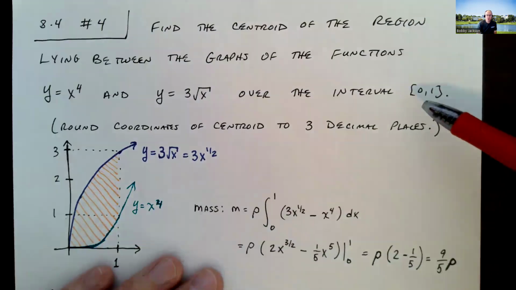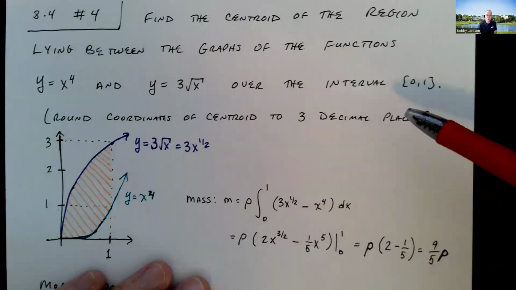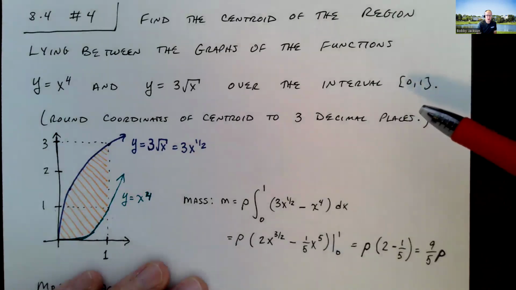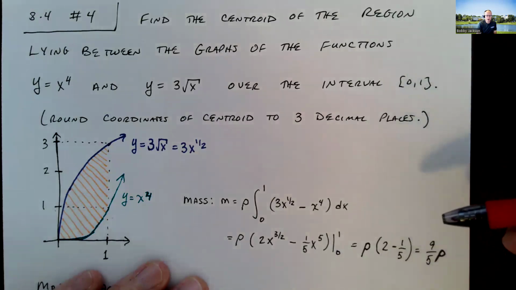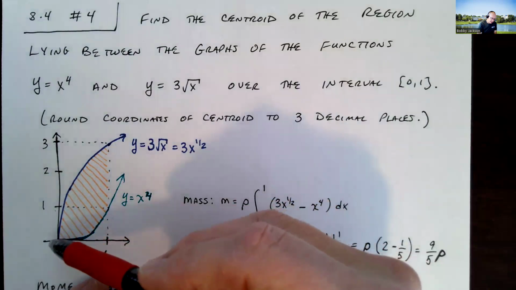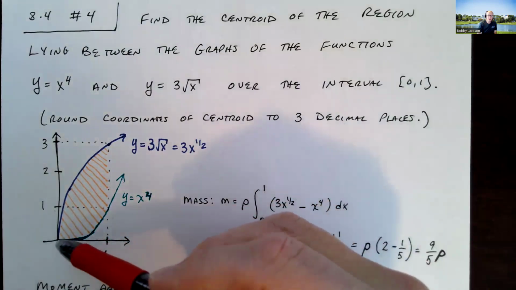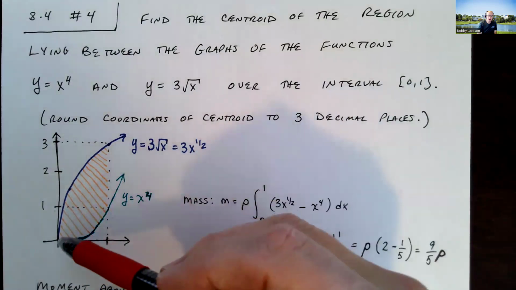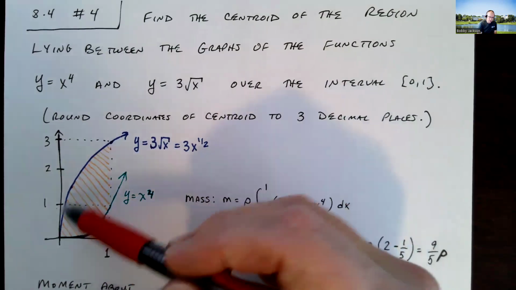Again, I think it's always important to sketch the region that you're finding the centroid of. It helps with checking that your answer is reasonable and just helps you set the problem up correctly. So I graphed, just on the interval from 0 to 1, y equals 3 times the square root of x, right? When x is 0, we get 0. When x is 1, I get 3 times 1, I get 3.